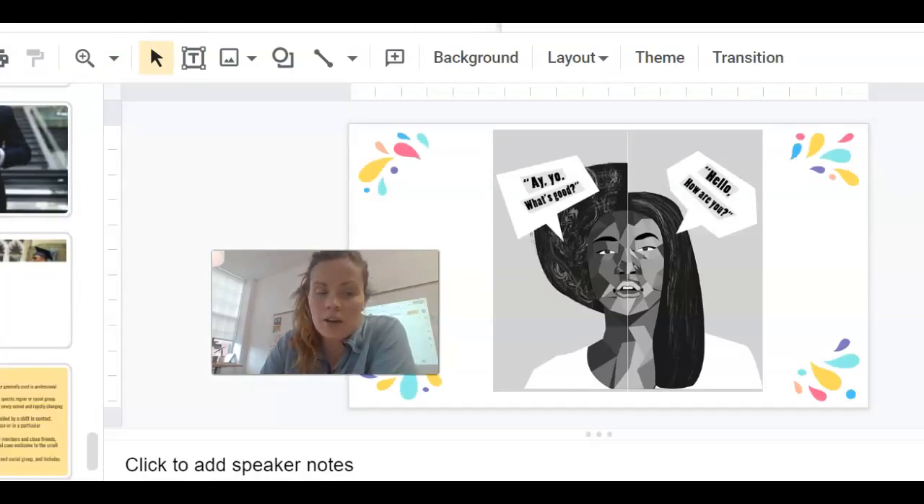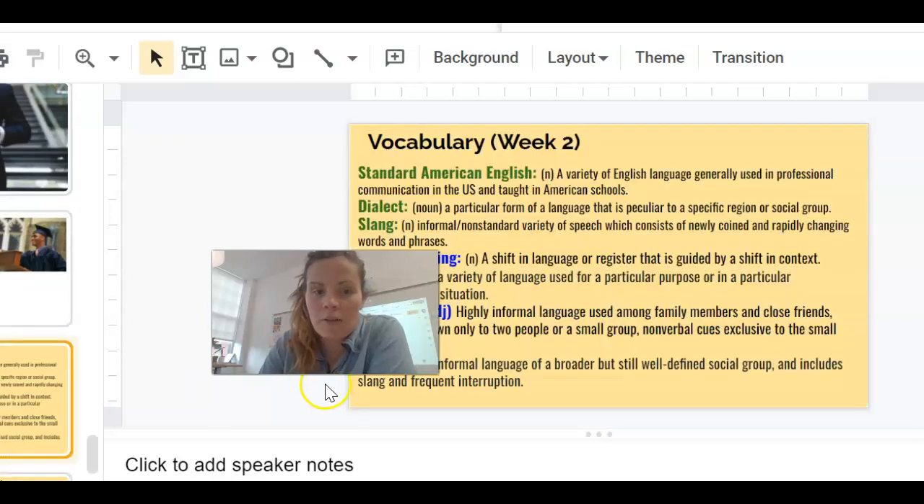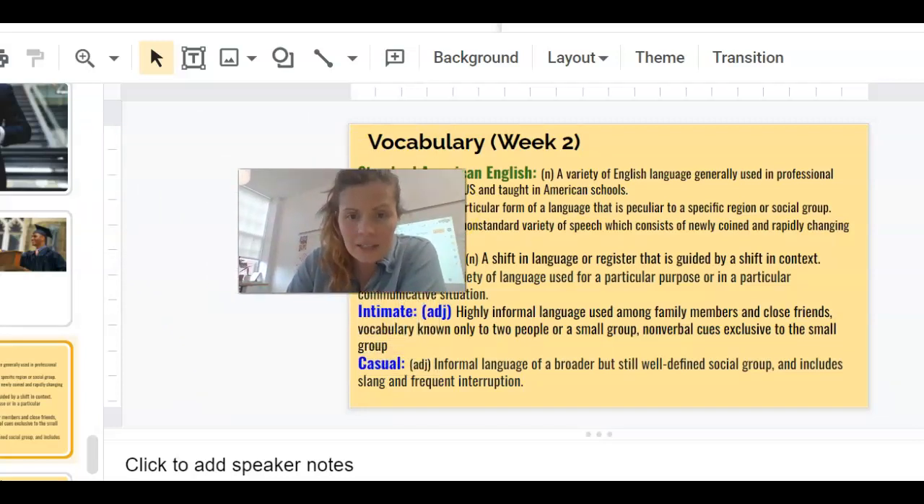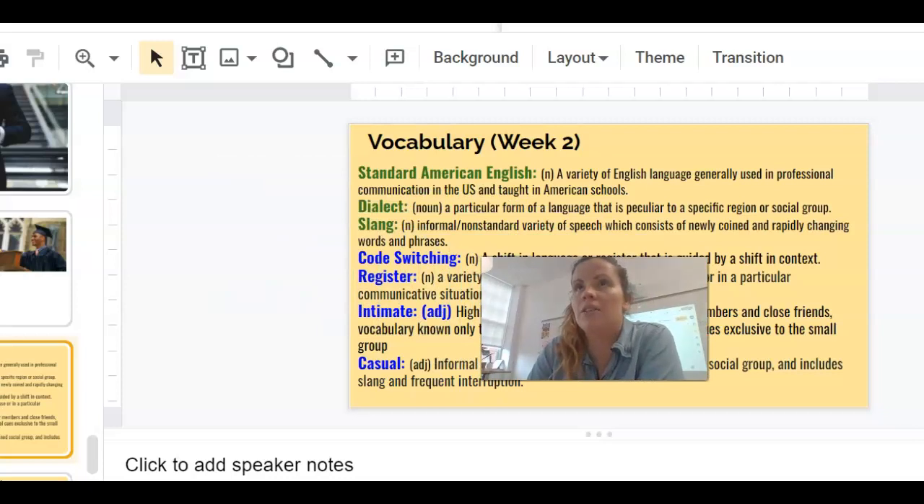Quick review here of a couple of repeat terms. Remember, you never have to read the green ones, but standard American English, that's what we think of as school English. Dialect and slang. Remember the difference between those. Dialect is going to have maybe a particular geographic location that it's tied to, also a syntax, an order of words. Slang is more just like a collection of terms, right? Things like saying bet is an example of slang.